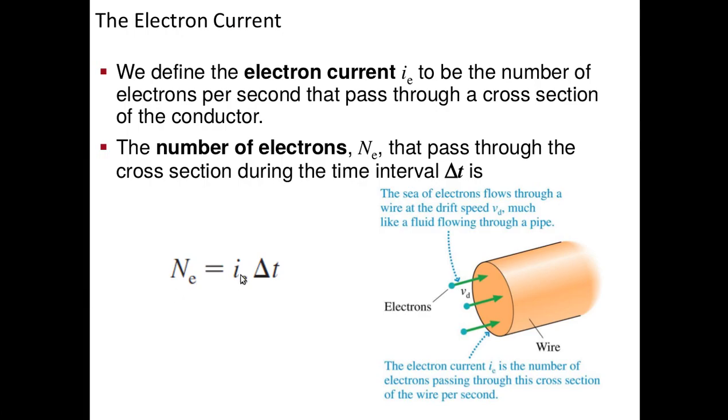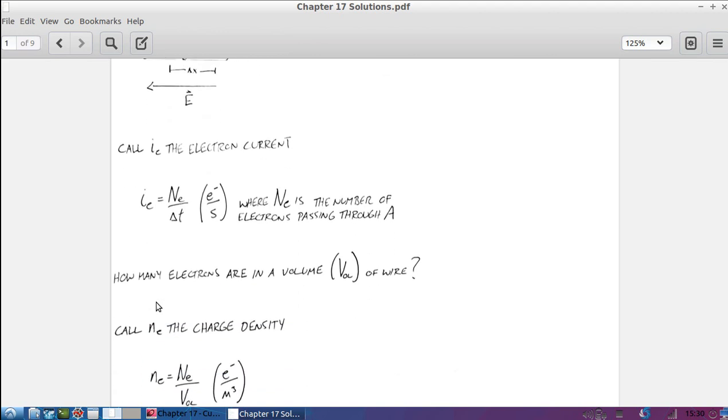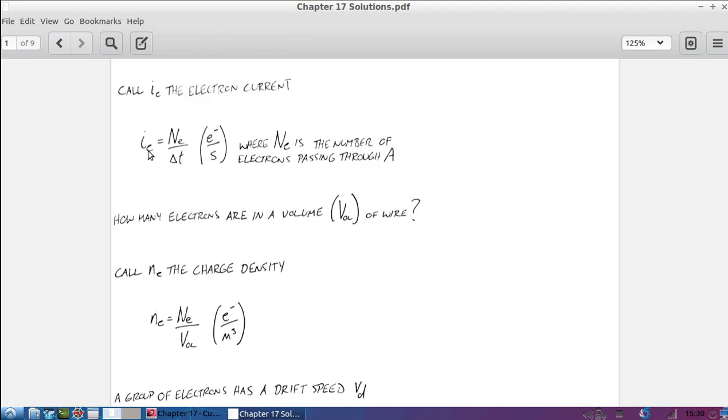We're going to call lowercase i sub e the electron current, and that's the number of electrons passing through a cross-sectional area of wire over some time interval. I can rewrite it in terms of the current. Divide both sides by delta t. So these are units of inverse seconds, electrons per second. This isn't a real SI unit, so it's just a number.